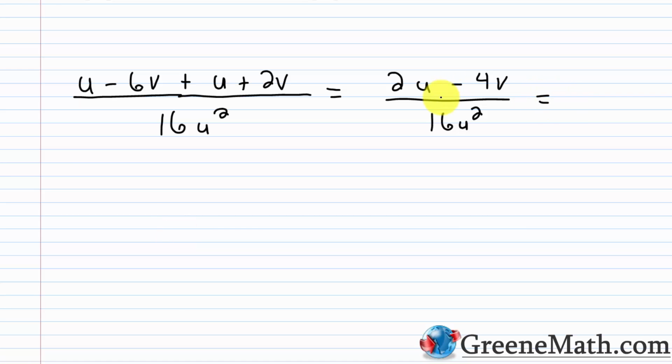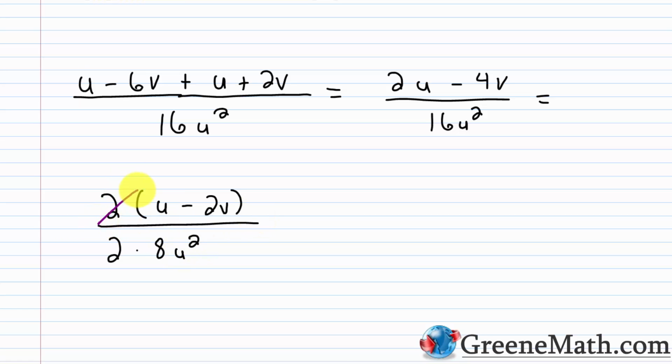So in the numerator, I can pull out a 2. So this would be 2 times the quantity u minus 2v. In the denominator, I have a 16. Now, I don't need to go through and write 2 times 2 times 2 times 2. I know 16 is 8 times 2. So I'll just write 2 times 8 and then times u squared. So I can see that I can cancel this factor of 2 with this factor of 2. And so I have reduced this rational expression to its lowest terms. So I have u minus 2v as my simplified numerator over 8u squared as my simplified denominator. And there's nothing else that I can do here.